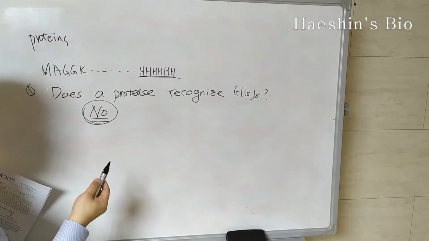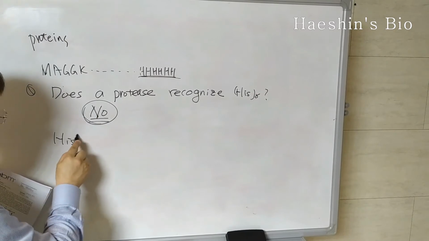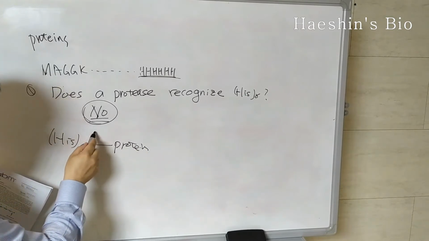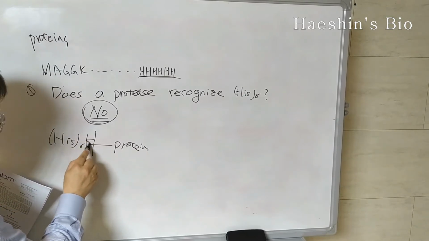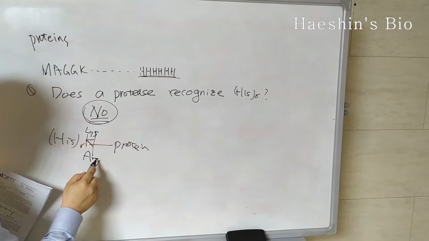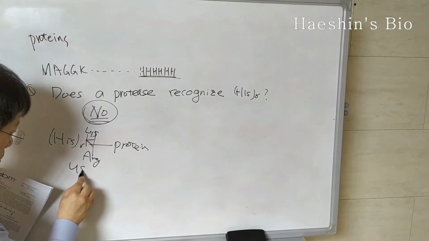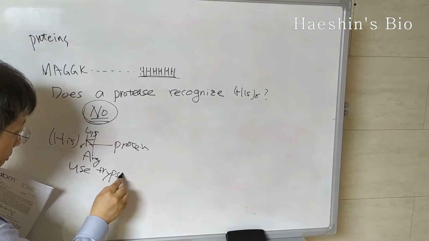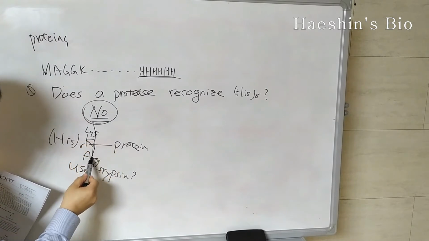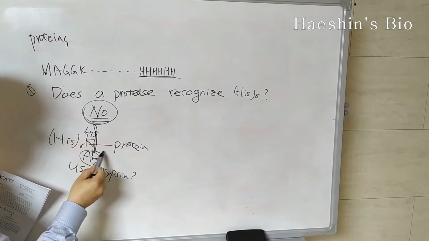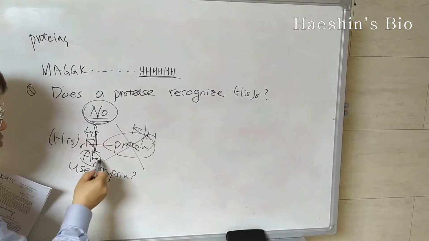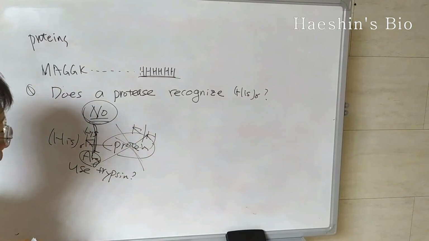But can we put histidine 6 and then the real protein that we want to purify, and then put K, which is lysine, or arginine, here and use trypsin? The answer is no, you cannot, because trypsin recognizes arginine and lysine and cleaves there, but the protein has a lot of K, right? Then it will cleave all of those. So trypsin messes up this protein. It's a real problem.